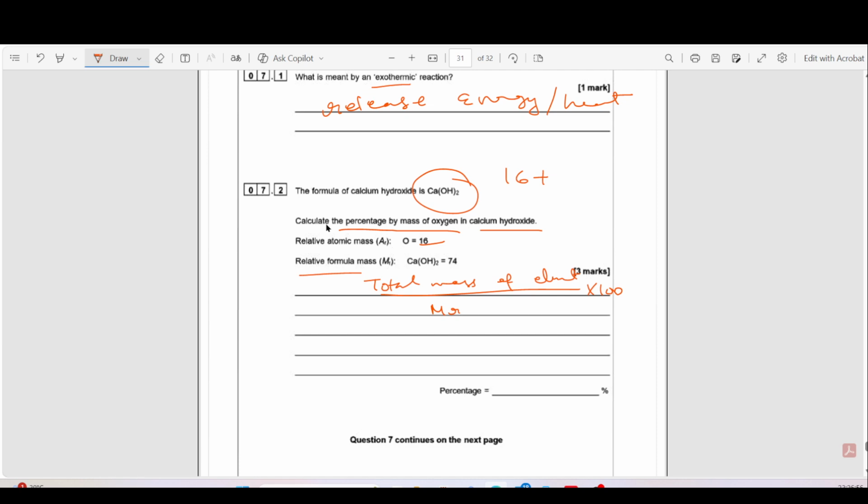We have to find the total mass of oxygen. So O2, oxygen is going to be 32 because for oxygen it is 16. 16 times 2 is 32 over this relative formula mass, which is 74, times 100. If we do it, we'll get 43.2%.